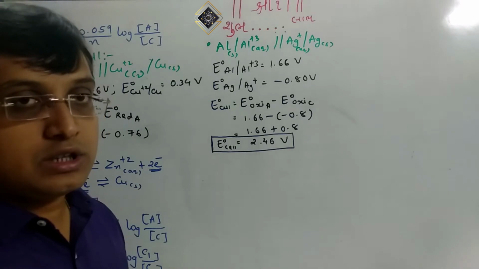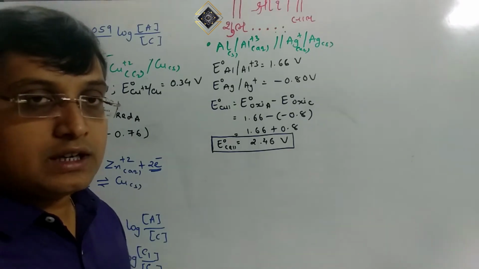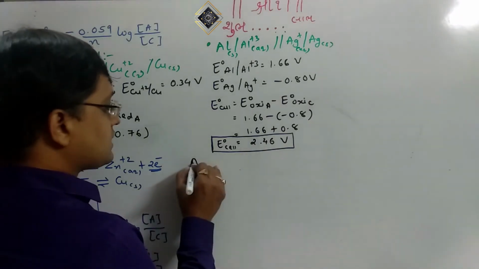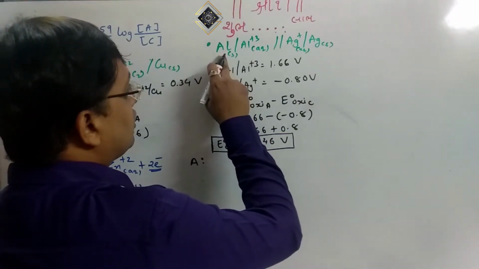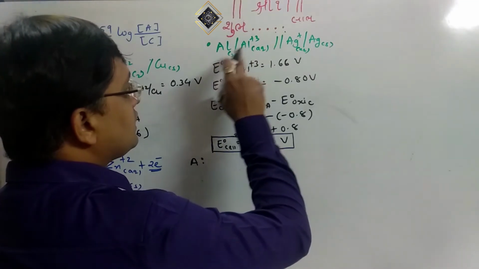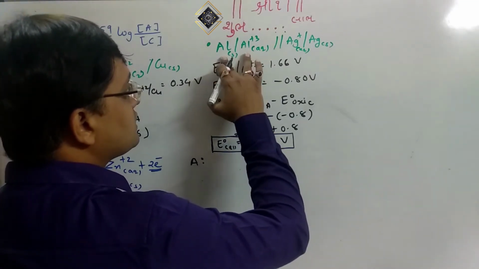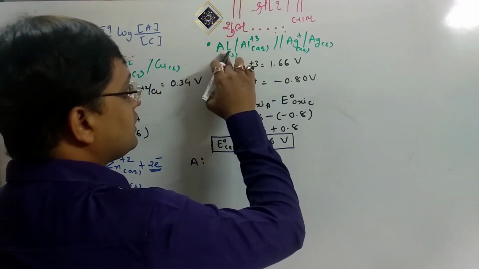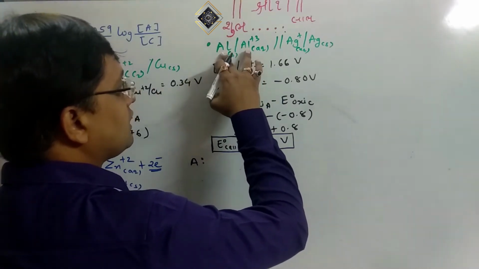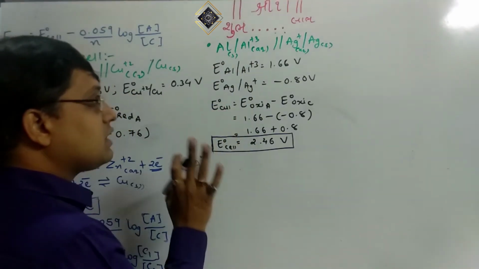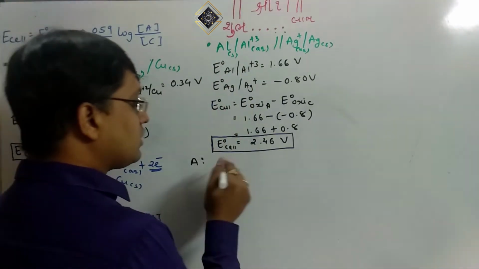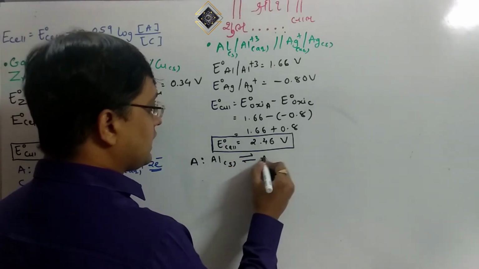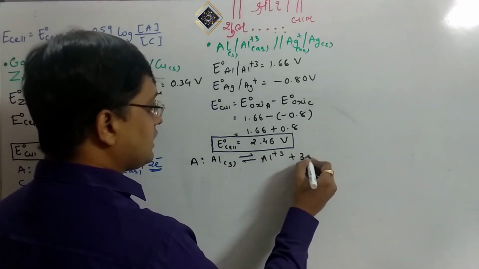Now find out the number of electrons. For that, anode and cathode equations are required. So at the anode side, aluminum converts into Al plus 3, that means the change in oxidation number is 3. How can we know that? The charge of aluminum here is 0, here it is plus 3, the difference is 3, that means 3 electrons are required to be released. So Al solid, reversible reaction, Al plus 3 plus 3 electrons.